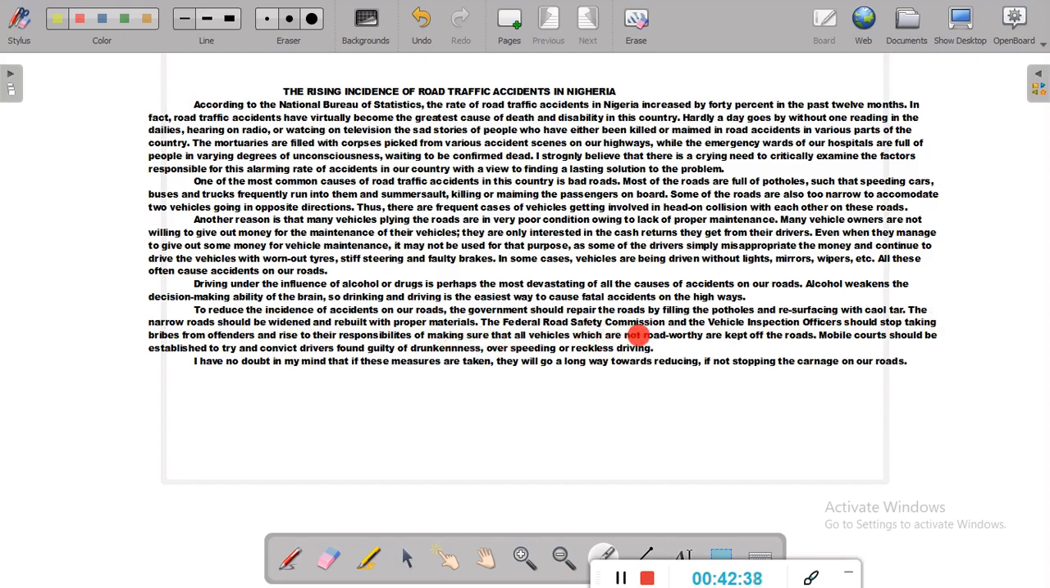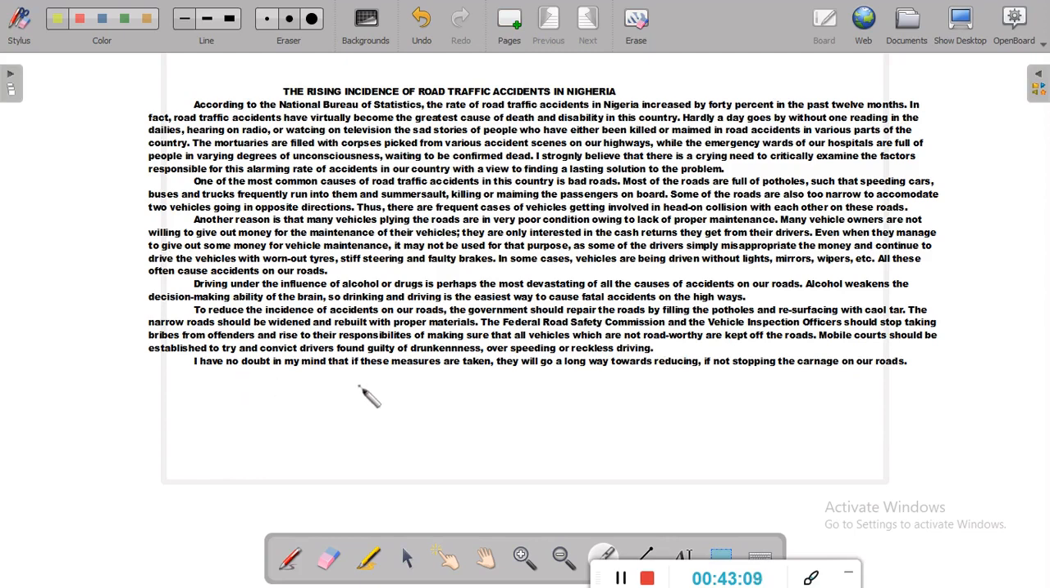The Federal Road Safety Commission and the vehicle inspection officers should stop taking bribes from offenders and rise to their responsibilities of making sure that all vehicles which are not roadworthy are kept off the roads. Mobile courts should be established to try and convict drivers found guilty of drunkenness, overspeeding, or reckless driving.